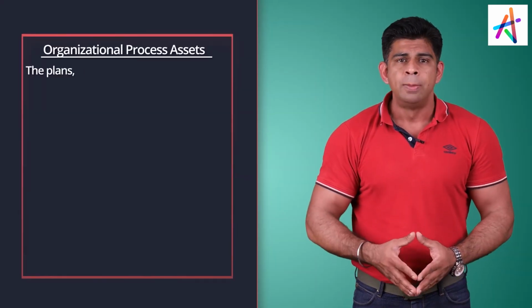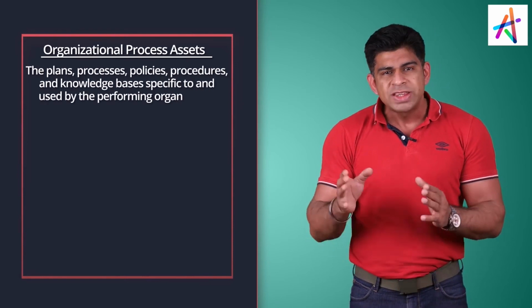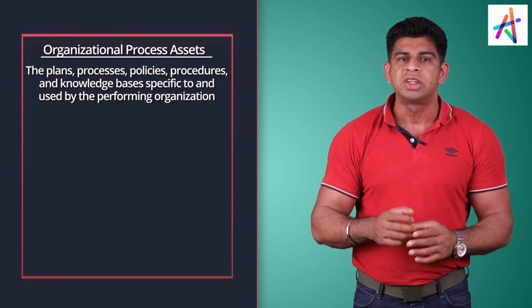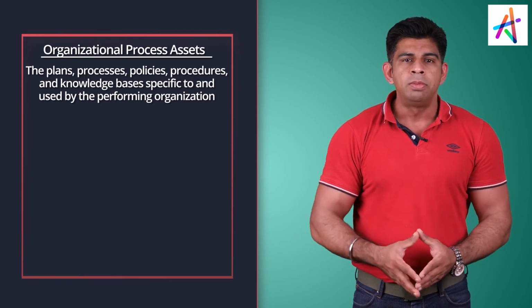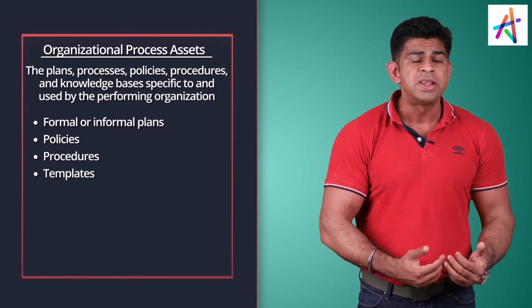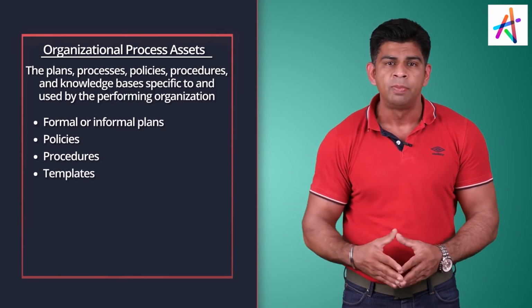So the plans, processes, policies, procedures, and knowledge base specific to and used by the organization in which you're doing the project is called the OPA, Organizational Process Asset. Examples of them are formal or informal plans, policies, procedures, and templates that you use so that you don't have to recreate and rewrite everything again and again every time.